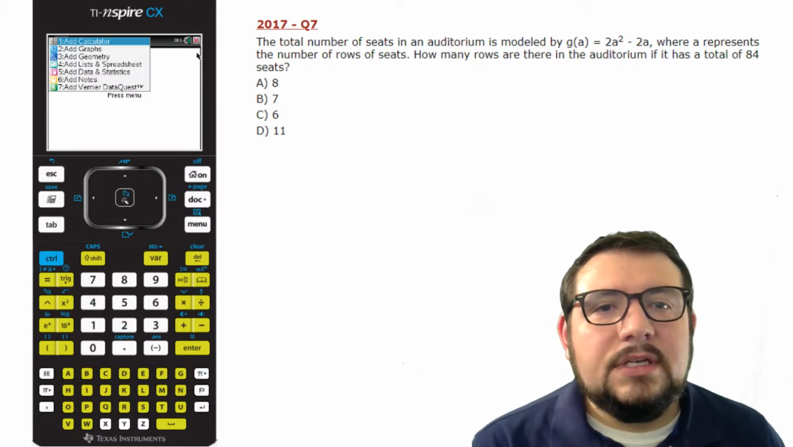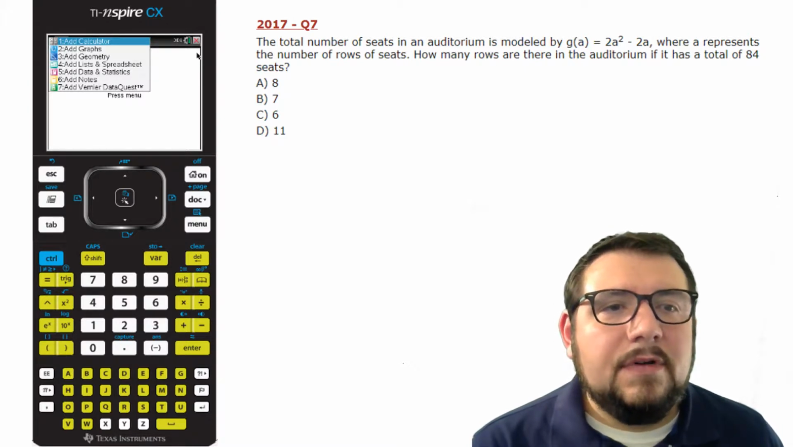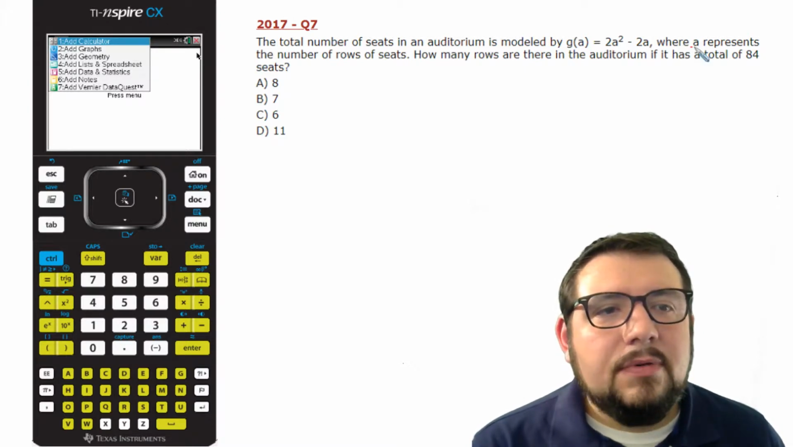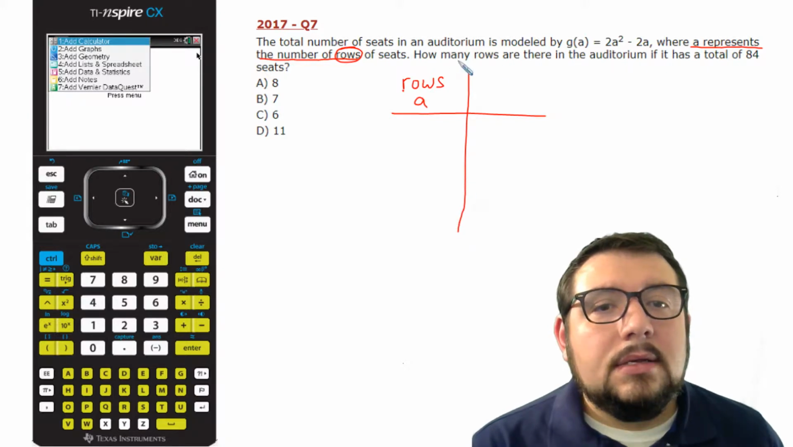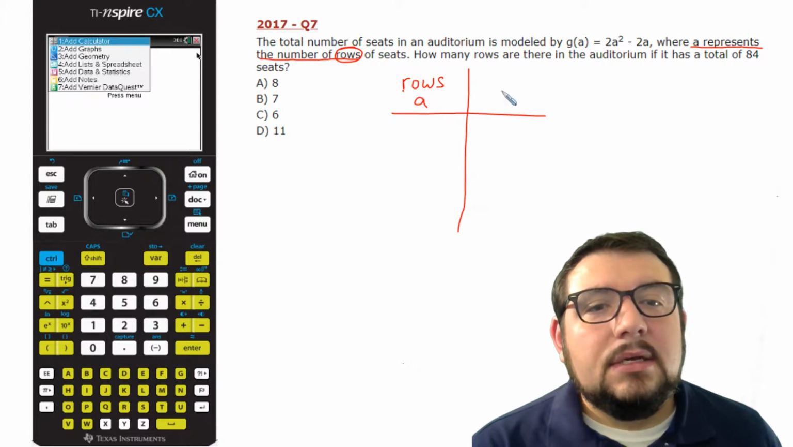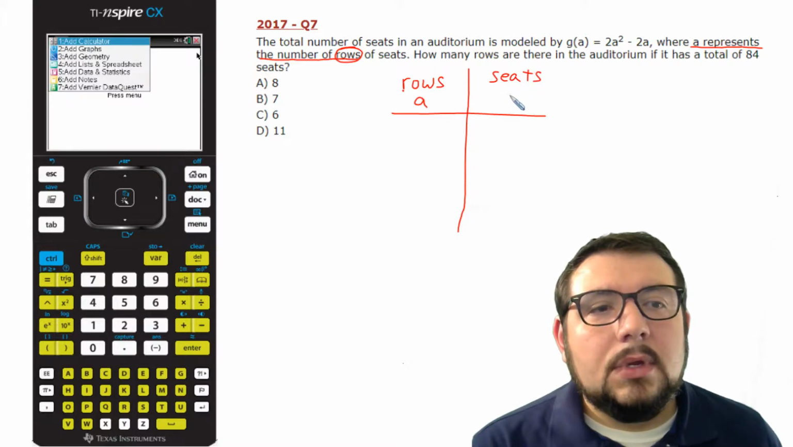It says the total number of seats in an auditorium is modeled by a function where A represents, and that's an important keyword, A represents the number of rows of seats. So we have a number of rows of seats in an auditorium, which is represented by the letter A. And how many rows are there in the auditorium if it has a total of 84 seats? The other number that we're tracking here is clearly seats, and that is represented by G of A.